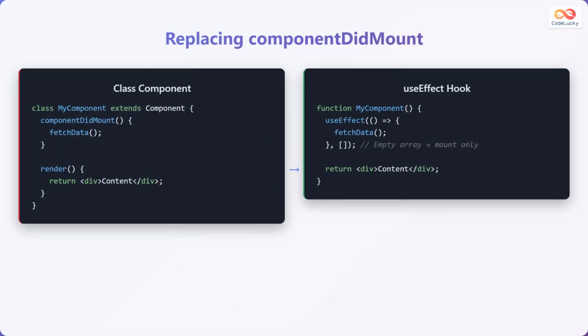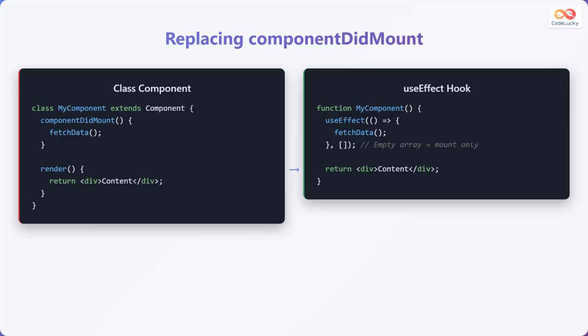Let's see how useEffect replaces componentDidMount. In class components, componentDidMount is used to perform actions after the component has been mounted to the DOM. With useEffect, you can achieve the same behavior by passing an empty array as the second argument. This tells React to run the effect only once, after the initial render.